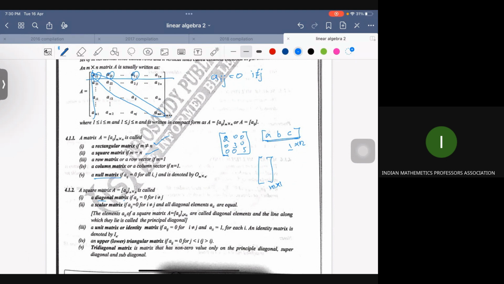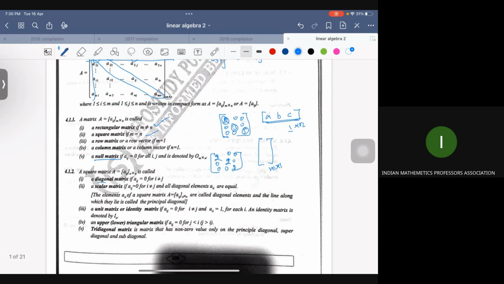A matrix is said to be a scalar matrix if it is a diagonal matrix and all these diagonal elements are equal. So 1, 1, 1 is a scalar matrix, maybe 2, 2, 2 or any real or complex numbers. A matrix is said to be a unit matrix or identity matrix if the diagonal elements are exactly 1. If the diagonal elements are 1, then we can say this matrix is an identity matrix.